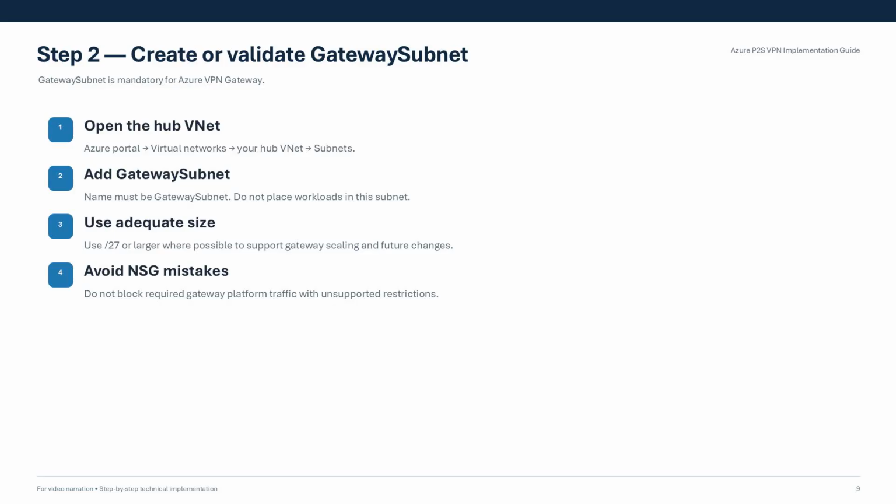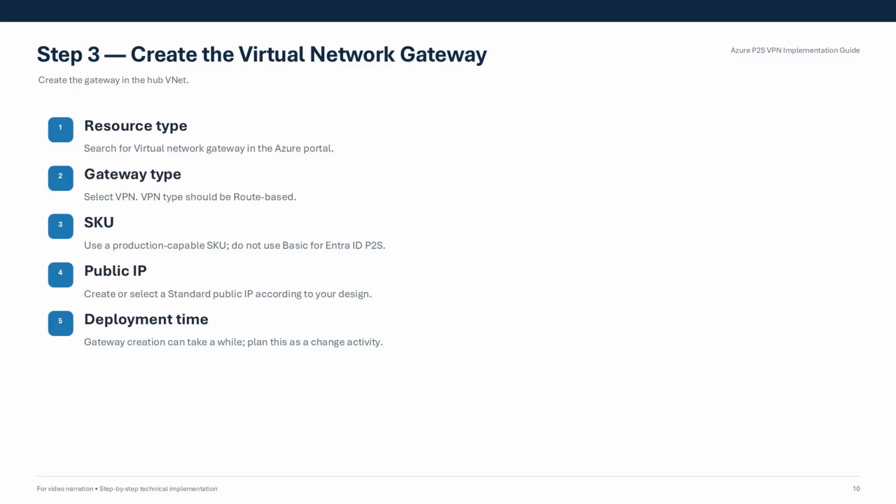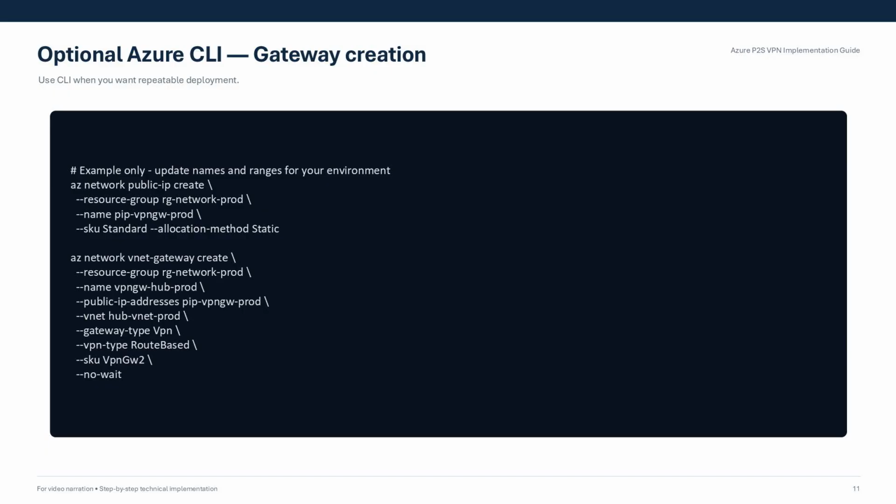Create or validate the gateway subnet by opening the Hub VNet, adding the subnet, ensuring adequate size, and avoiding NSG mistakes. Create the virtual network gateway by selecting the resource type, gateway type, SKU, public IP, and planning deployment time. Use CLI for repeatable gateway creation by updating names and ranges for your environment.